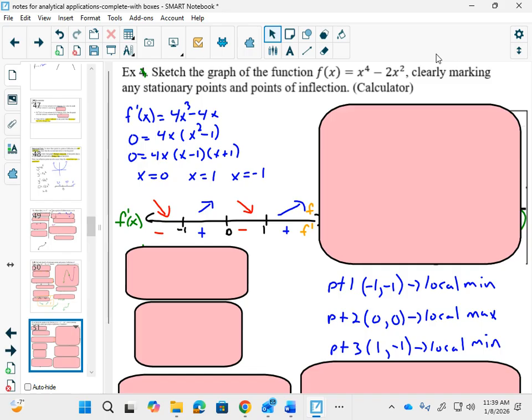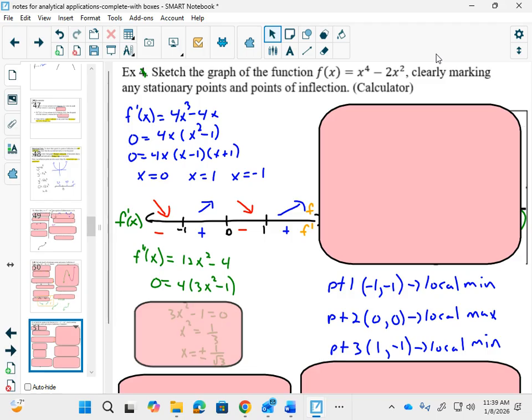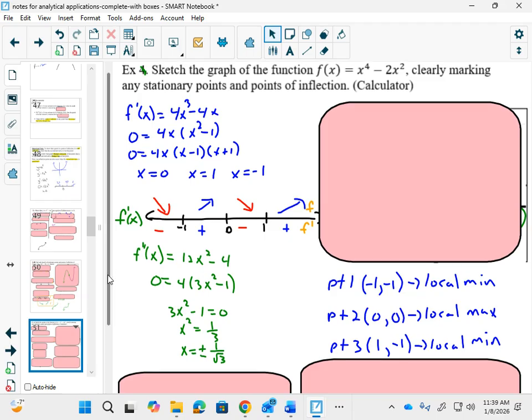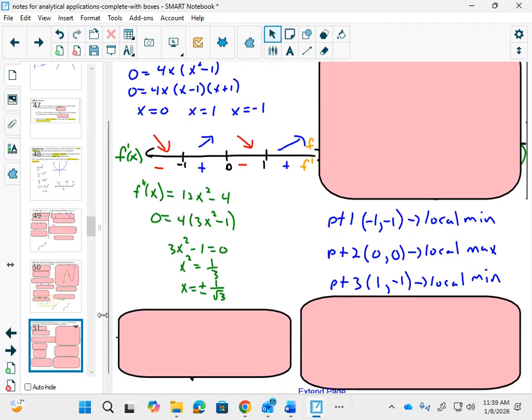Next, I take my second derivative. I set it equal to 0. And I get plus or minus 1 over the square root of 3. I think you might have been able to get away with this without a calculator.